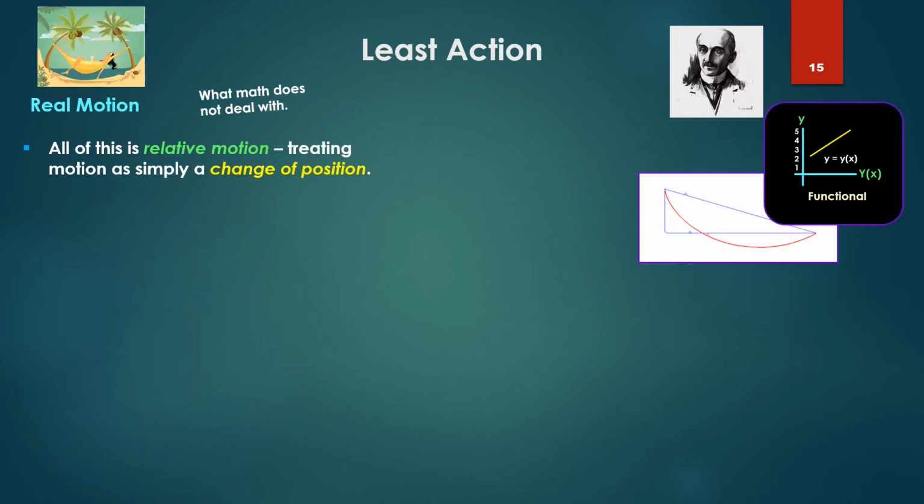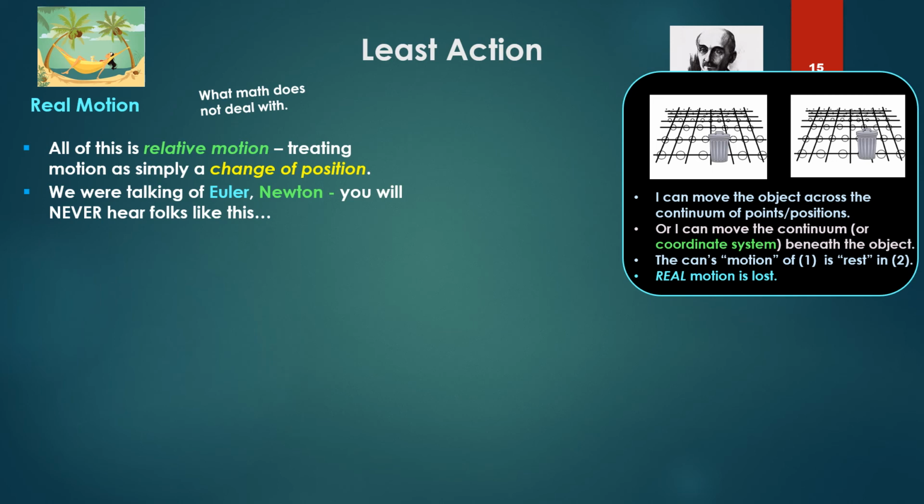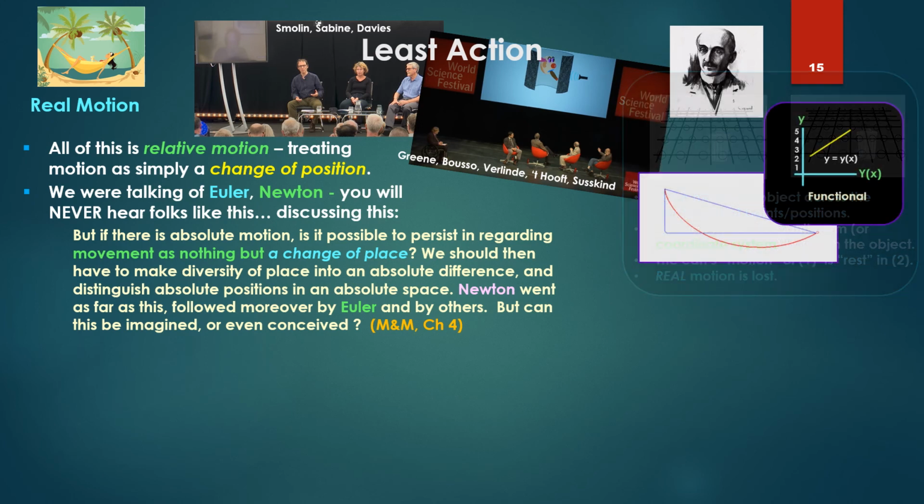All this is simply relative motion. Treating motion as simply a change of position, which is all mathematics is intrinsically capable of doing. Relative motion: I can move the object across the abstract continuum of points, positions. Or I can move the continuum, or the coordinate system, beneath the object. The quote motion, unquote, of the first is now rest in the second. Motion becomes rest simply on change of perspective. That is, real motion is lost. So we were talking of Euler, Newton. You'll never hear folks like these physicists discussing this. But if there is absolute motion, is it possible to persist in regarding movement as nothing but a change of place, change of position?